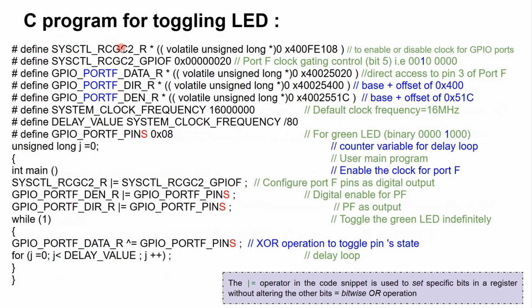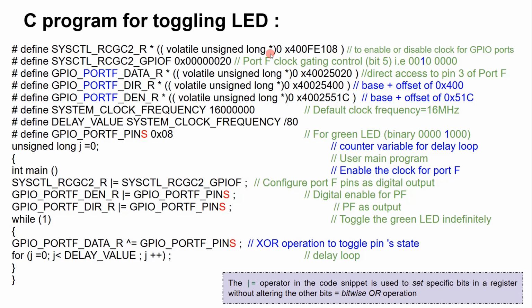If you observe, we have a pointer here and we have another pointer here, and this particular address is specifically meant to enable or disable a clock for the GPIO ports. What volatile unsigned long says is that the register is 32 bits wide. That is why we make use of the term volatile unsigned long. This pointer is used because it is an indication that it is a pointer to that particular address, and this is a memory mapped address.